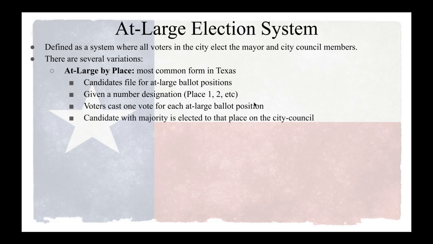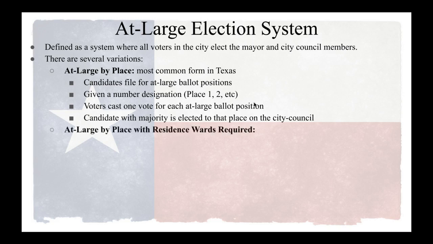So it's relatively straightforward. Everybody in the city votes for all the members. You file for a place. I'm filing to run in place 1. I'm filing to run in place 2, place 3. And whoever gets the most in 1, 2, or 3 is elected to that particular place.